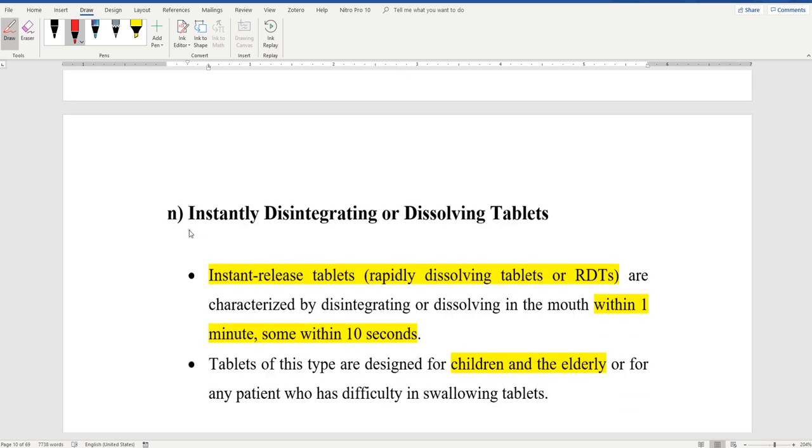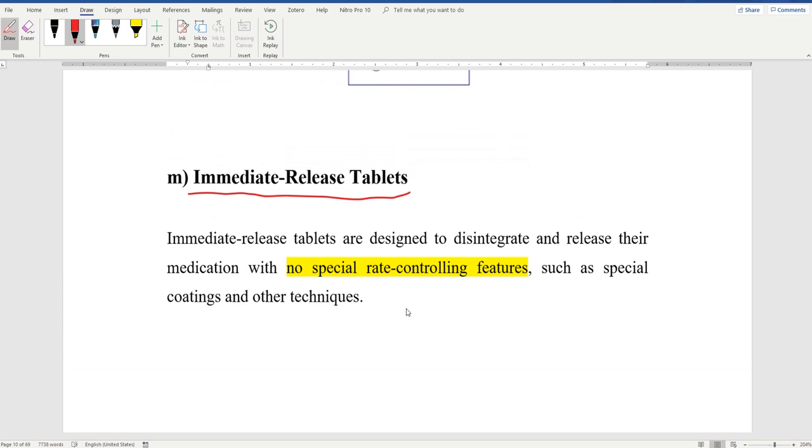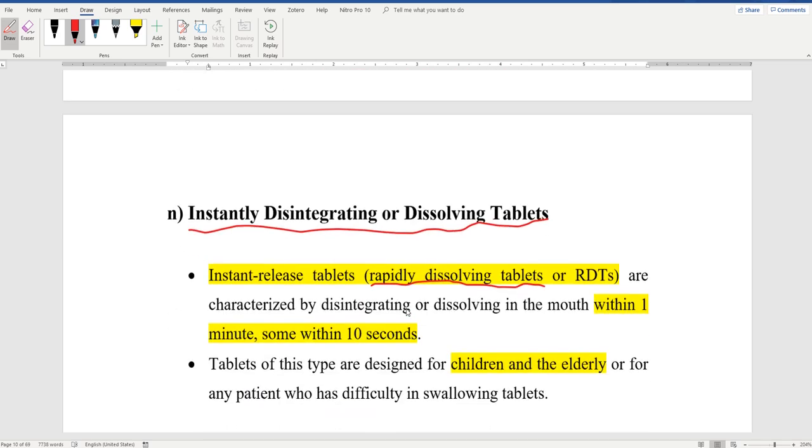Now I want you to compare what I said with another type of tablet, which is instantly, meaning quickly, very fast, super fast, instantly disintegrating or dissolving tablets, or what we also call rapidly dissolving tablets, RDTs. Is it different from immediate release? Yes, it's very different. One, these instantly disintegrating or dissolving tablets are much faster in dissolving and disintegrating, much faster, super fast.